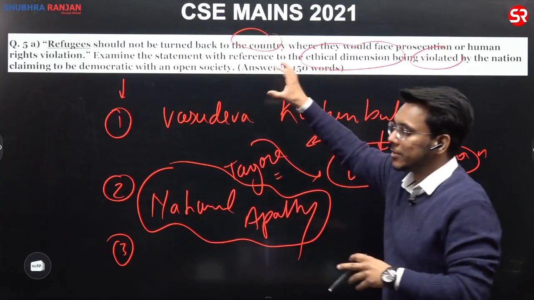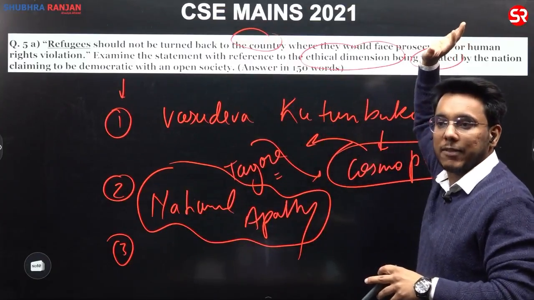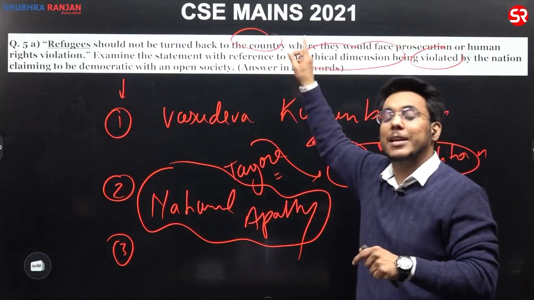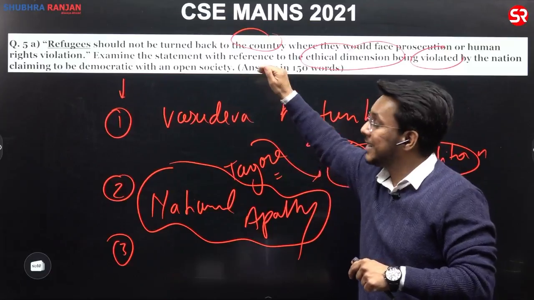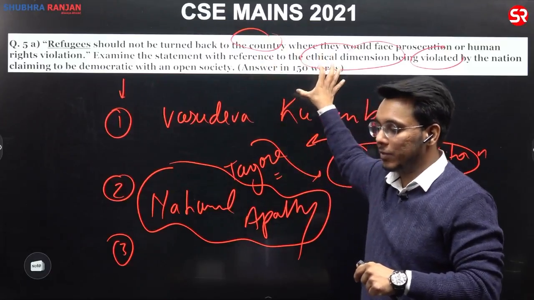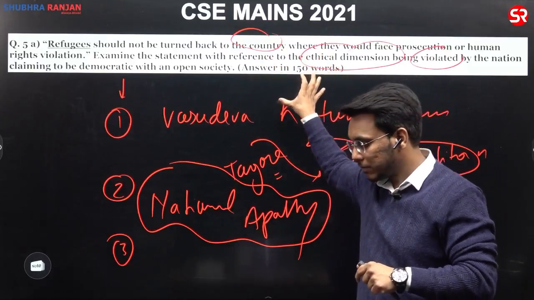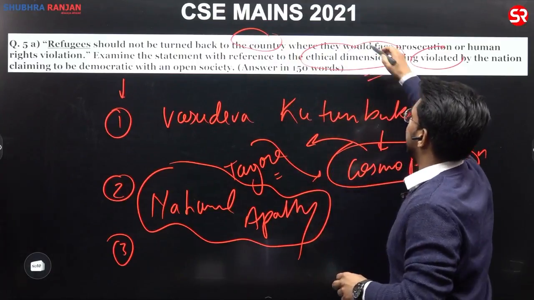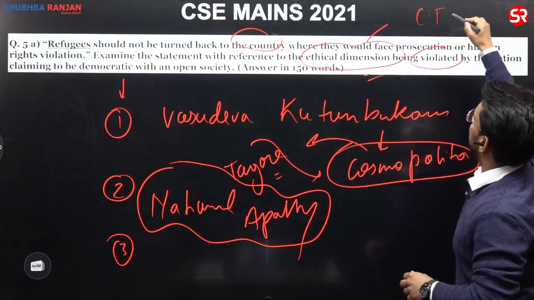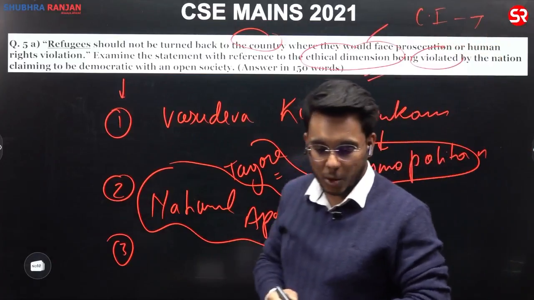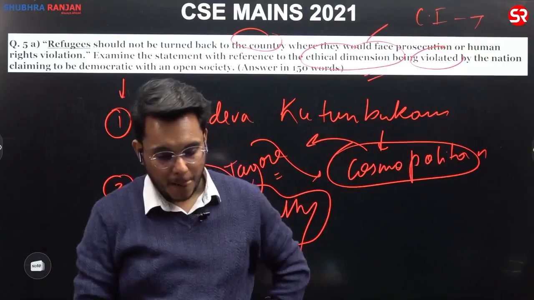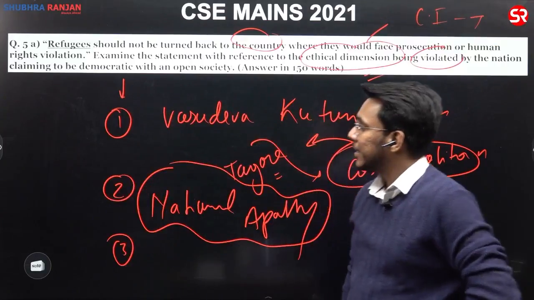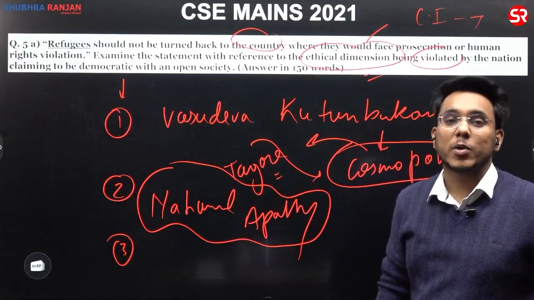Now what you have done is you have sent the refugees back to their country from where they came and where they'll face persecution. Why? Because you believed that they don't belong to your country. So you have done a categorization of humans. Clear? So this is an ethical violation of the categorical imperative given by Kant. Then the next thing is the right to life and the right to dignity.